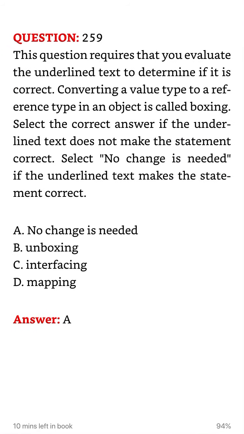Question 259. This question requires that you evaluate the underlying text to determine if it is correct. Converting a value type to a reference type in an object is called boxing. The answer is A, no changes needed.